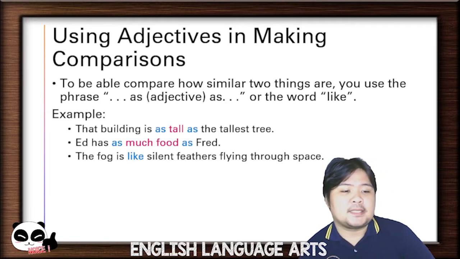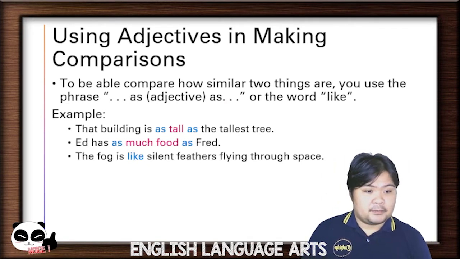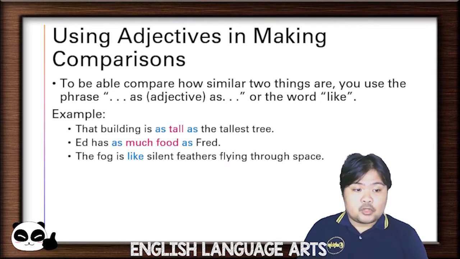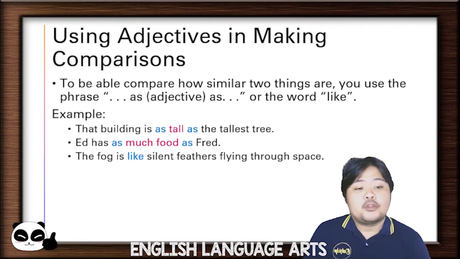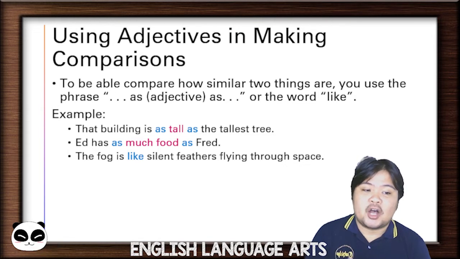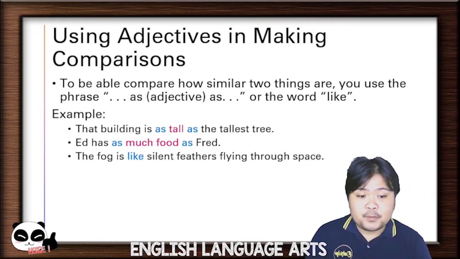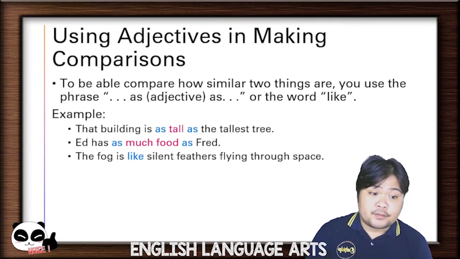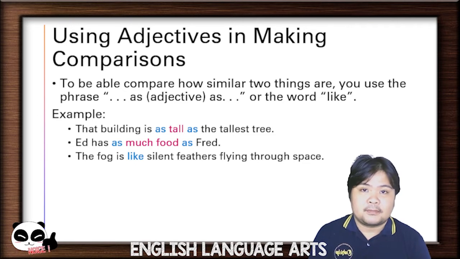So basically, class, when you're using adjectives in making comparison, to be able to compare how similar two things are, you use the phrase as, then the adjective, and then as, or the word like. Take, for example, look at this one. That building is as tall as the tallest tree. Ed has as much food as Fred. The fog is like silent feathers flying through space. So these are different examples of comparing two things that are similar.